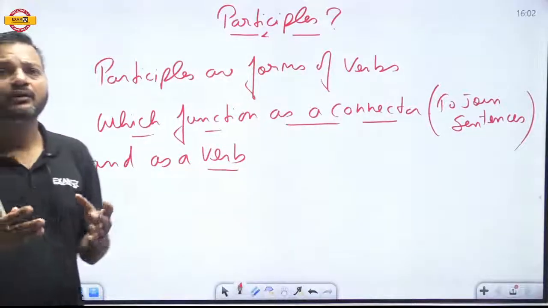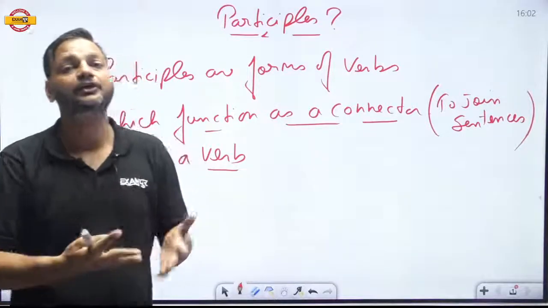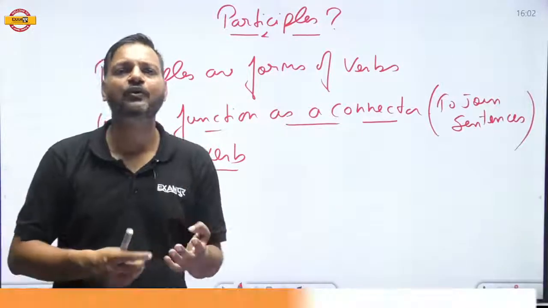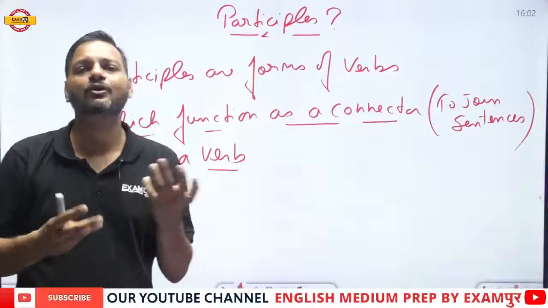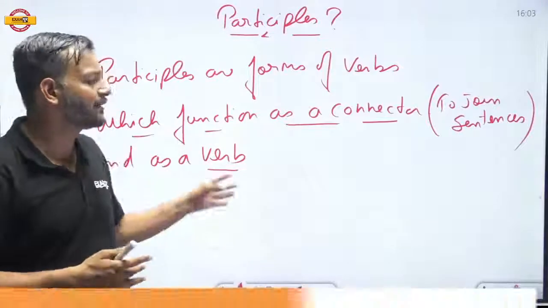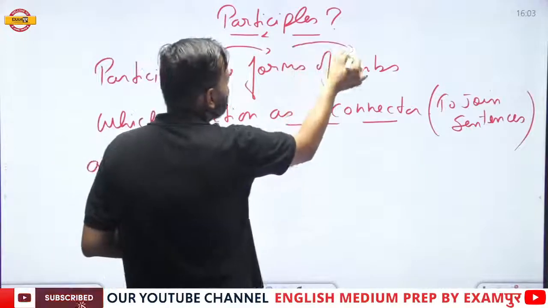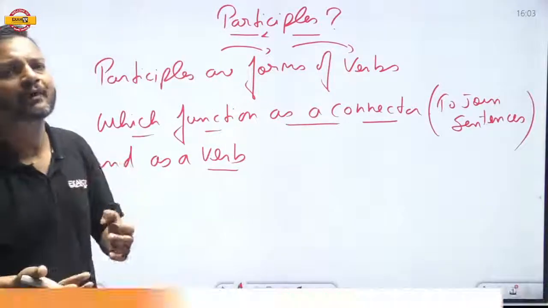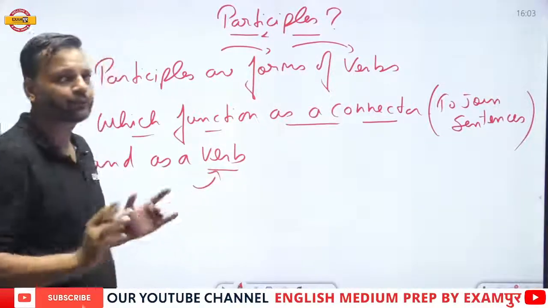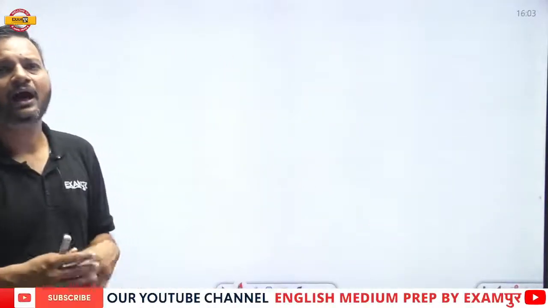Connector means the word which joins two sentences, like a conjunction. Sometimes participles may also function as a conjunction, because a conjunction is also a connector. It joins two sentences and two words. Same is the case with participle. Participle is a form of verb, but actually it functions as a connector. The main function of a participle is to join two sentences, and sometimes it functions as a verb too.